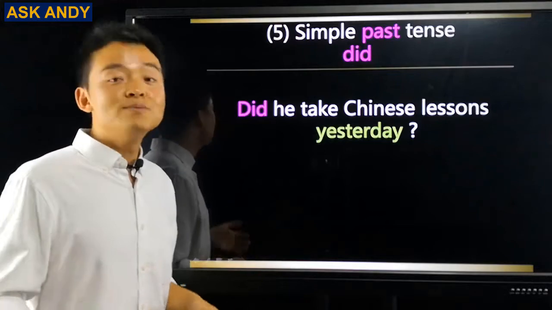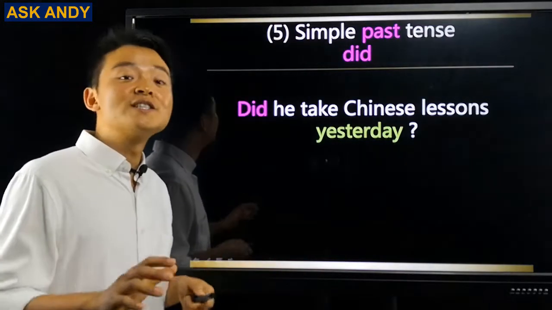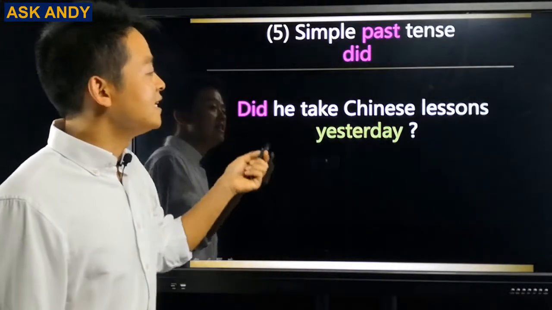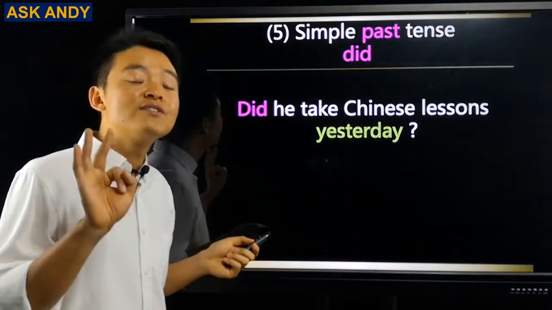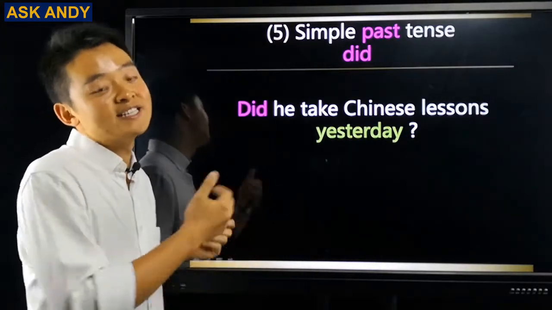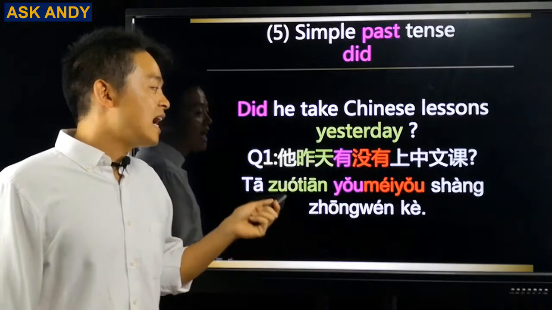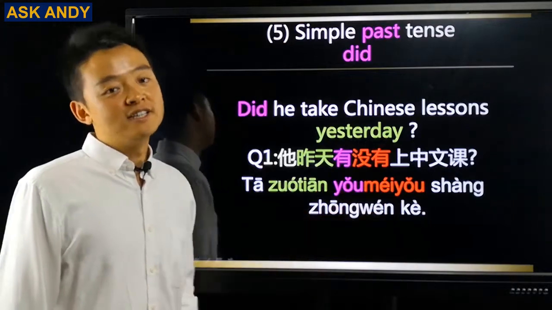Number 5, simple past tense. Simple past tense is not simple. It's the most complicated one. So for did, the example is, did he take Chinese lessons yesterday? We have actually 3 different ways to say that sentence in Chinese. Number 1, question 1. 他昨天有没有上中文课?